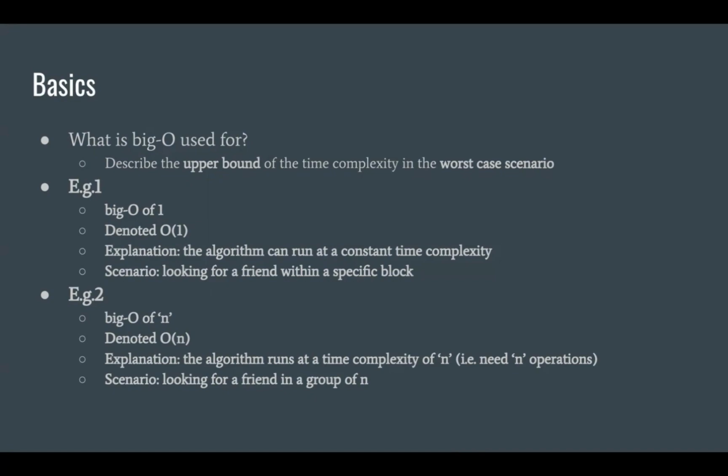Imagine we are looking for one of our friends among thousands of people, and if we check each person one by one, that is similar to a big O running time of n, because we have to check n people, where n is the total number of people. However, if the people are divided into blocks and we know the specific block our friend is located at, we can ignore the rest and only search within the block. And that is similar to the big O of 1, or constant time complexity.